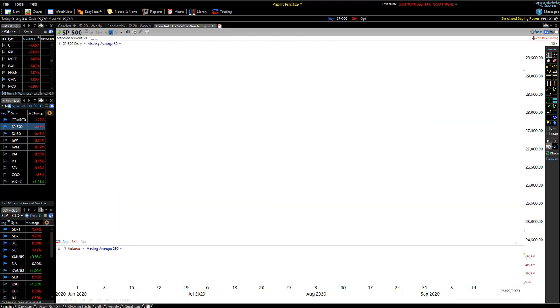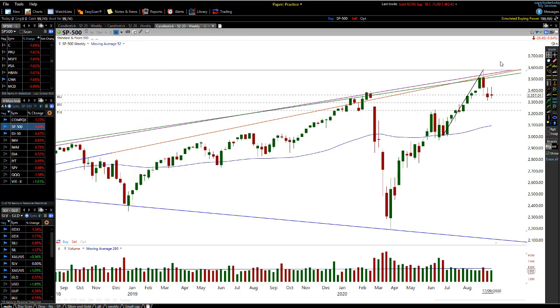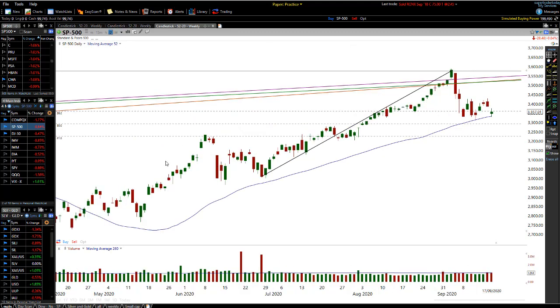So if I go to the S&P 500, we can also see that if I bring up my weekly charts, you'll notice once again my confluence of long-term resistance has been coming into play.